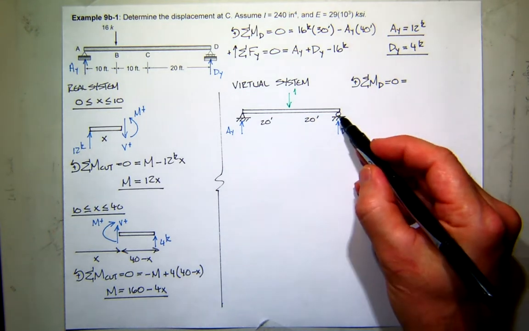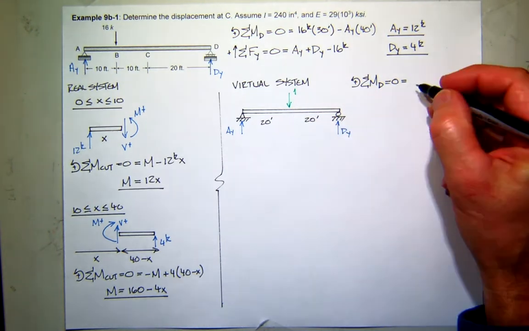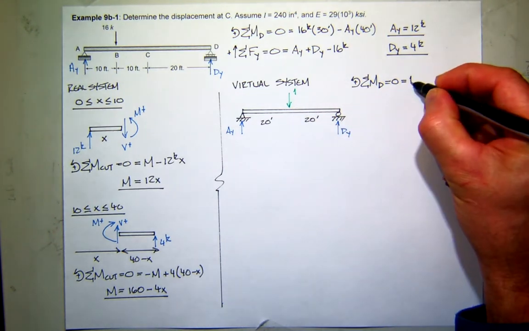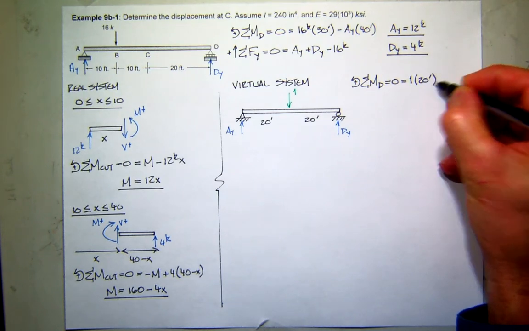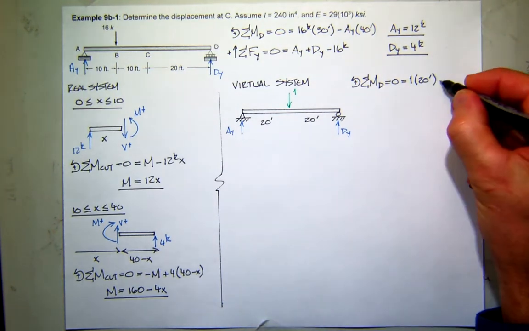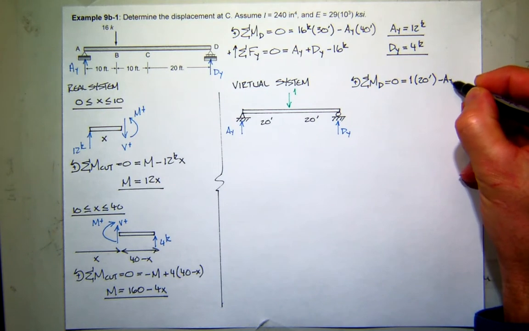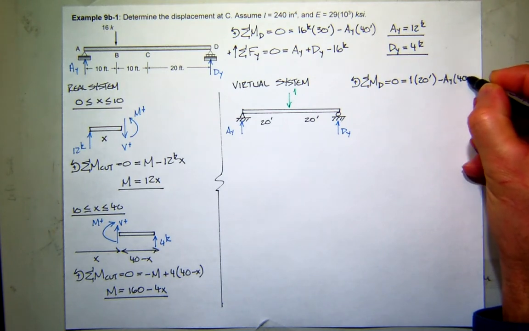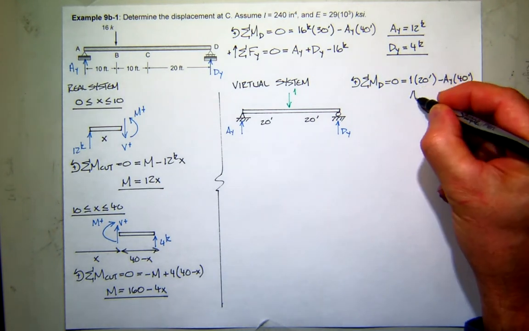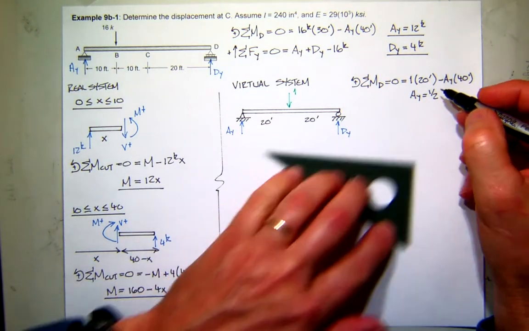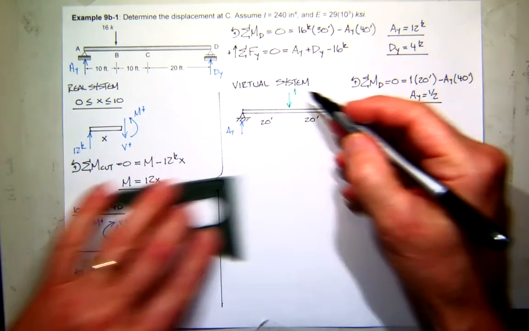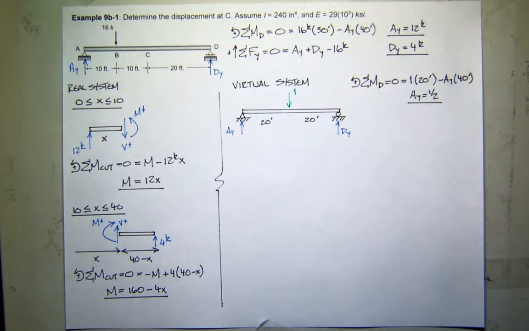So starting about D, I have the unit load that's creating positive moment, has a value of 1, and then a 20-foot moment arm. And then AY creates negative moment and has a moment arm of 40 feet. So surprise, surprise, AY is equal to a half. Has no unit because this has no unit. And I don't think that's a surprising result.